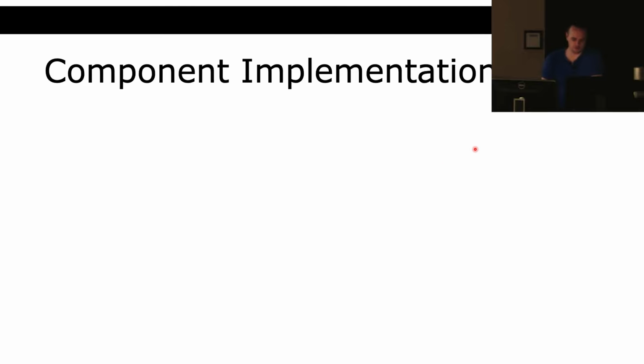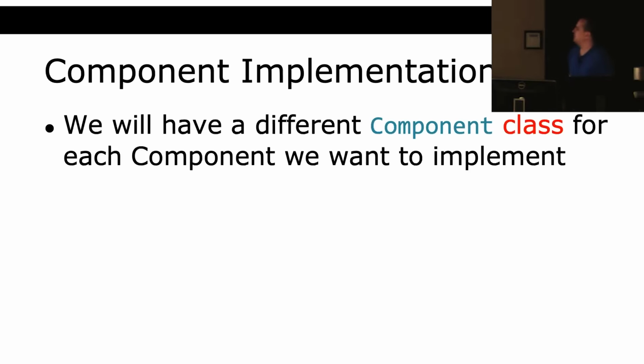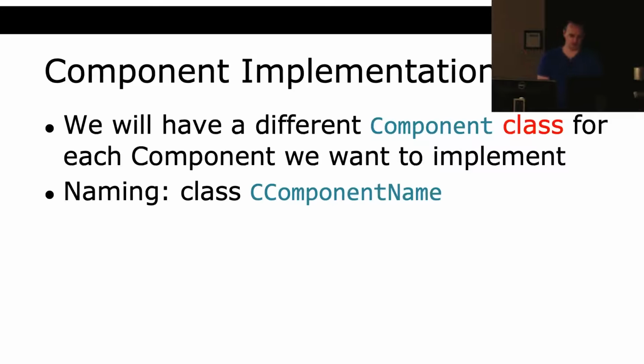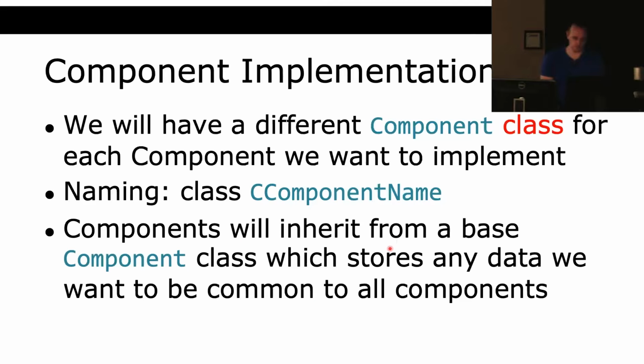How do we implement the components themselves? We're going to have a different component class for each component that we want to implement. That's pretty basic. So the naming convention that we're going to use is C followed by the component name. Components are going to inherit from a base component class, which stores any data that we want every component to have. Let's say, for example, later on, we say, I want to know how many frames a particular component has been attached to an entity. Then, okay, I can actually store in the base class, like some attached frames or the frame that I attached this, so I can do more bookkeeping if I want to.